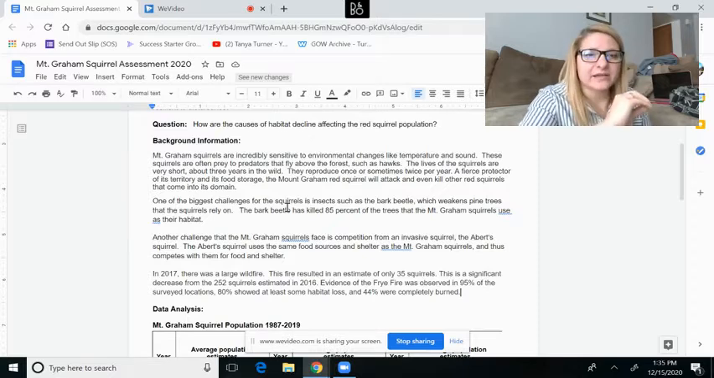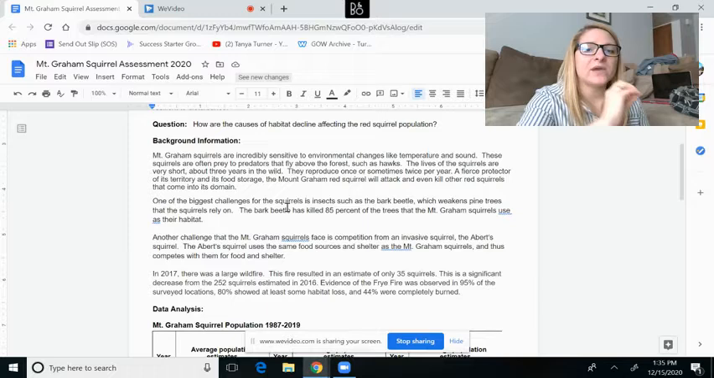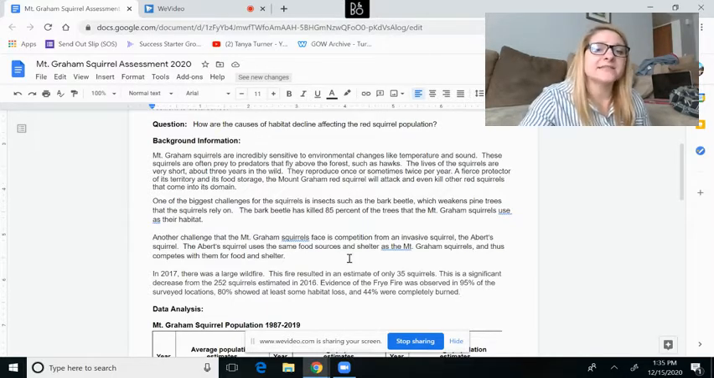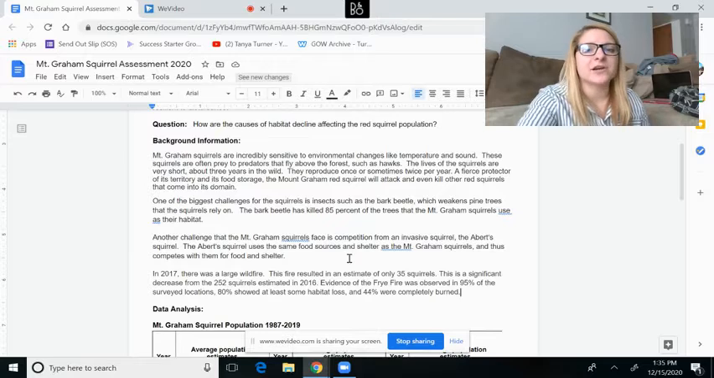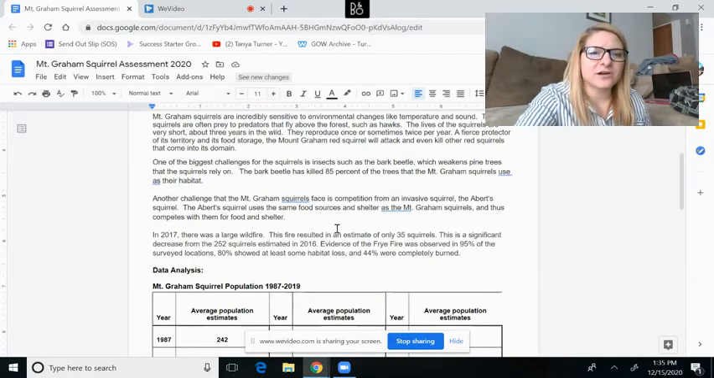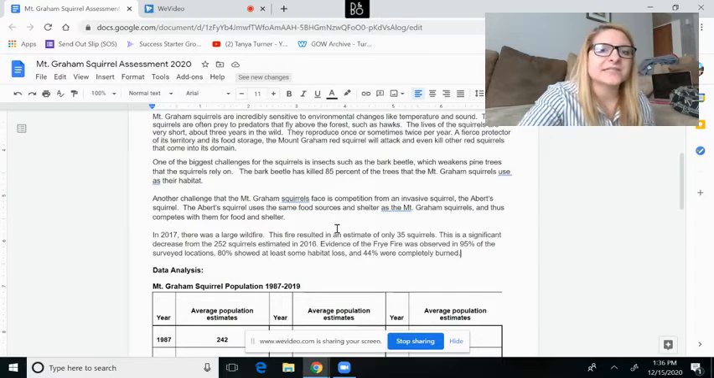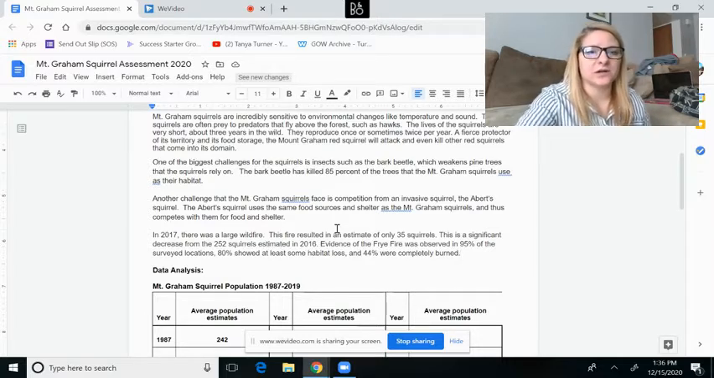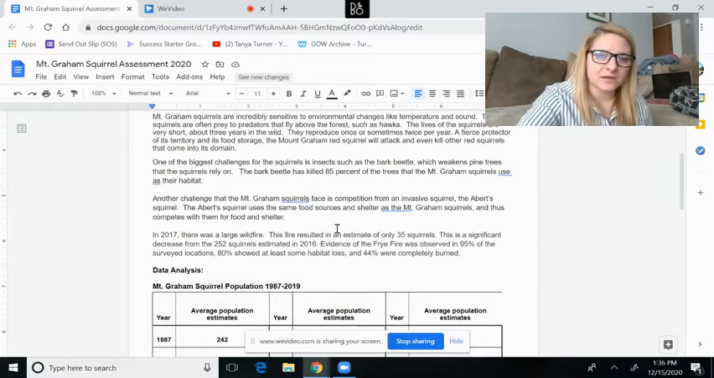So one of the biggest challenges for the squirrels are insects such as bark beetles that weaken pine trees, and the squirrels rely on these pine trees. The bark beetle has killed 85% of the trees that the Mount Graham squirrels use as their habitat. Another challenge that the Mount Graham squirrel faces is competition from an invasive squirrel, the Abert squirrel. The Abert squirrel uses the same food source and shelter as the Mount Graham squirrel and thus competes with them for food and shelter or space, like habitat.